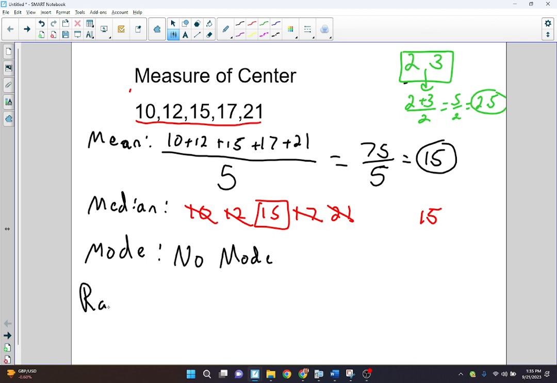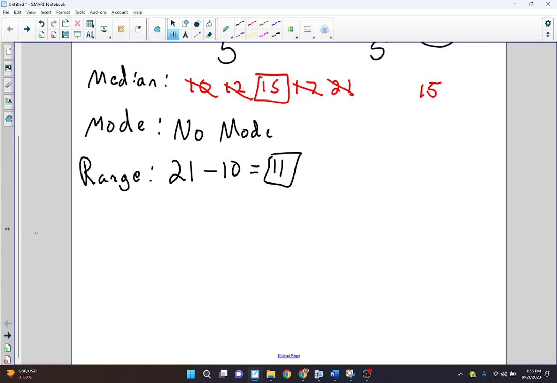And then we have the range. We'll talk about the other type of range later. But range is just the biggest number minus the smallest number. So 21 minus 10 equals 11. So your range is 11. Remember, your range doesn't actually measure what's in the middle. It just kind of measures how wide your data is. But we have other things to measure how wide or spread out your data is, okay?